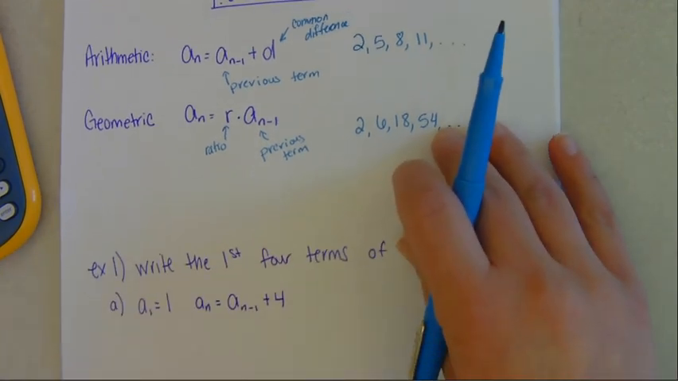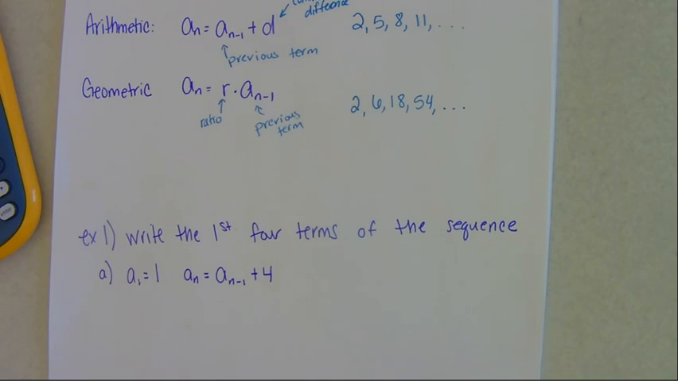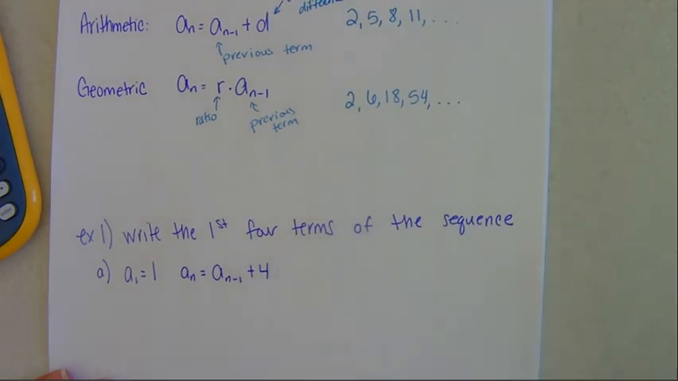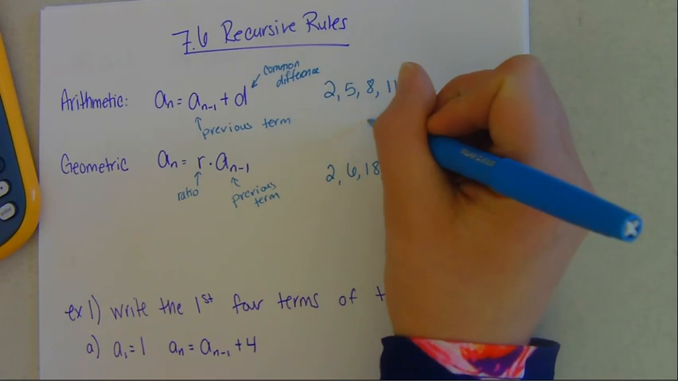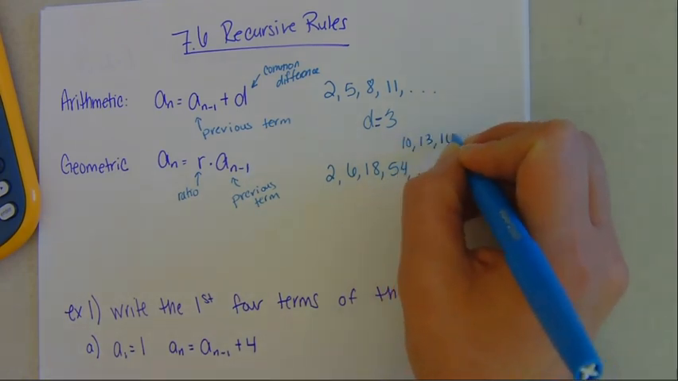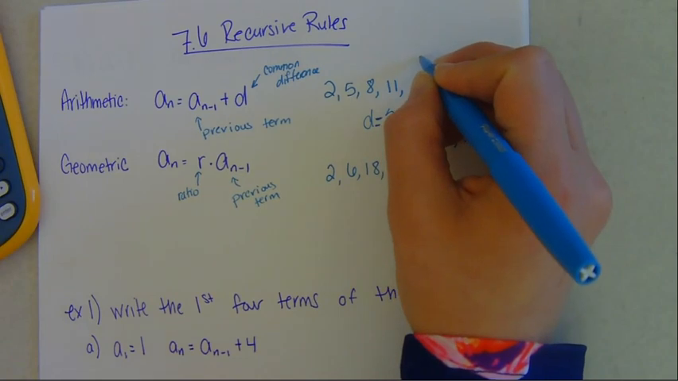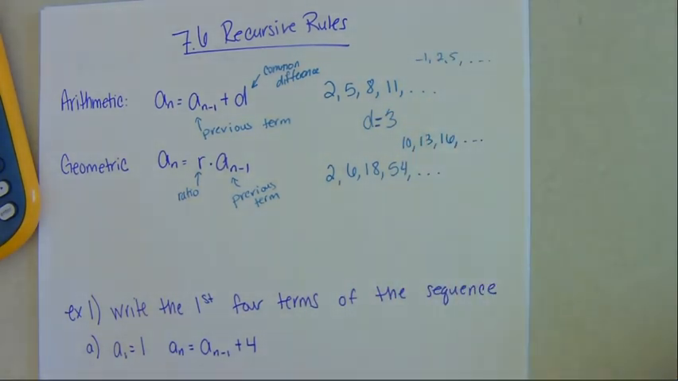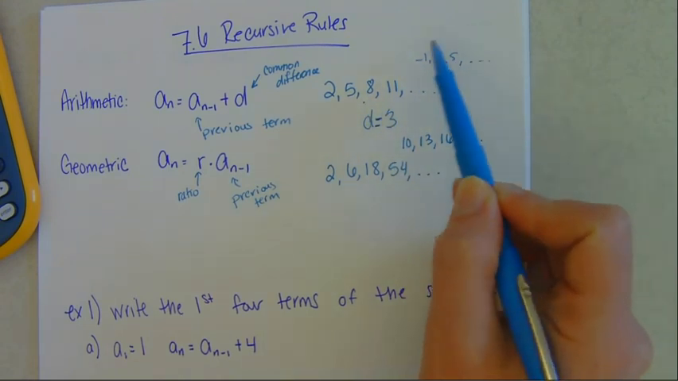All right, our first example is to write the first 4 terms of the sequence. So this is what a recursive rule looks like. They have to give you the starting term. They have to tell you where to start. Whereas if I gave you an arithmetic rule, you could plug in 1 and find the first term. But there's a bunch of different sequences with a common difference of 3, like 10, 13, 16, etc., or -1, 2, 5, etc. Although we have some similar terms, it's an entirely different sequence.